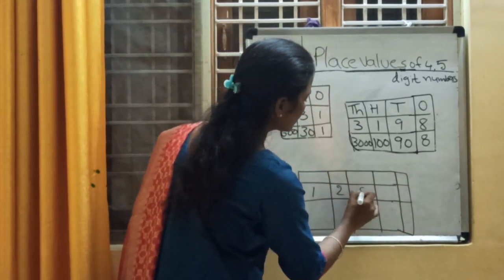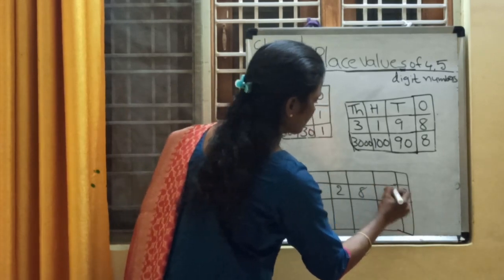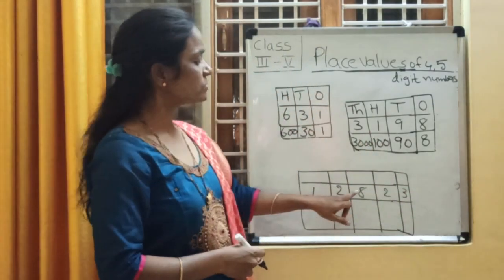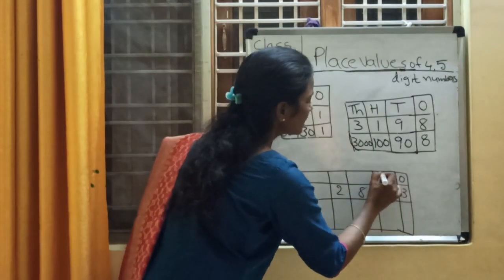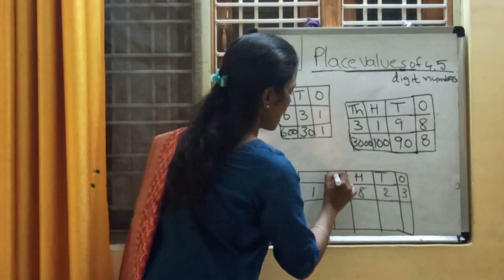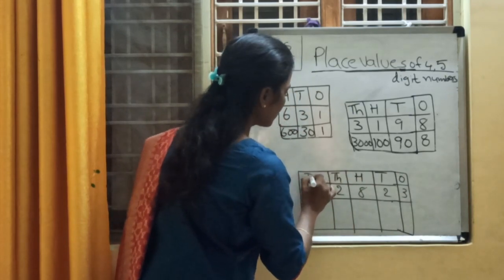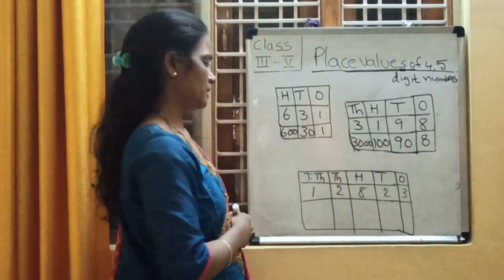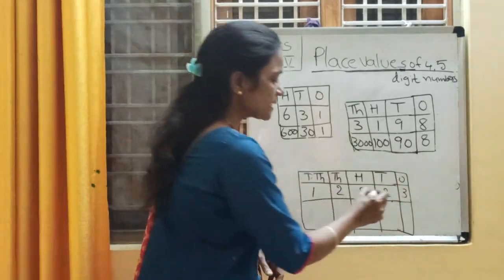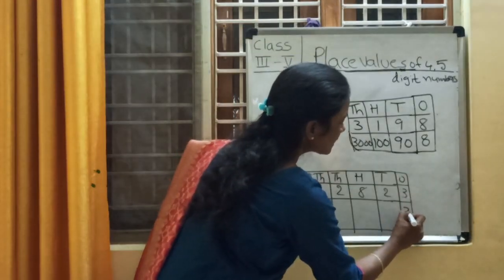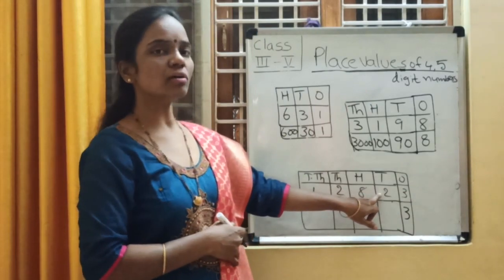1, 2, 8, 2, 3. It is 12,823. First write down the places. Ones place, tens place, hundreds place, thousands place, 10,000s place. What is the place value of 3? 3 is in ones place. 3's place value is 3 1s are 3. What is the place value of 2?